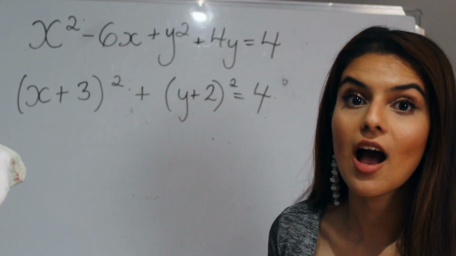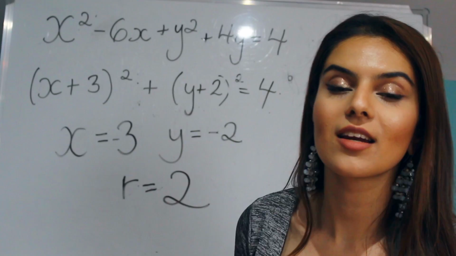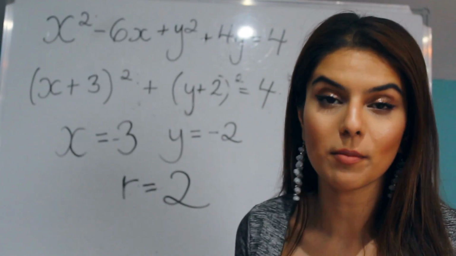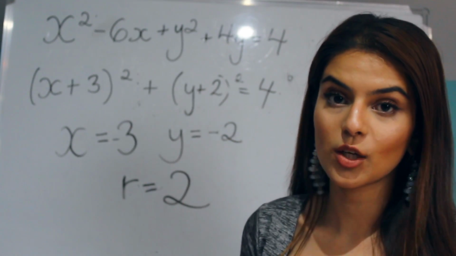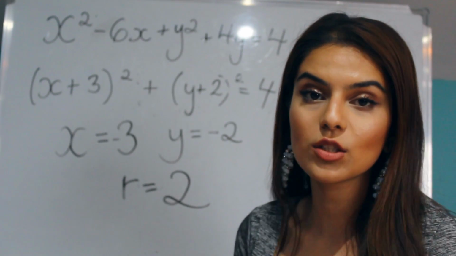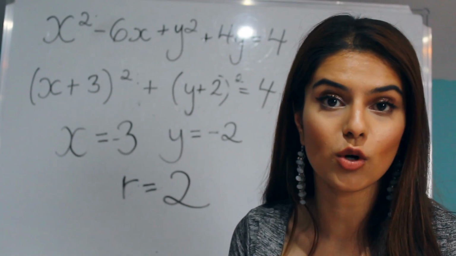Now that we've moved the 4 to the other side, we square the x terms and the y terms, and then we get our final form. Now looking at this, our x value would be minus 3, our y value would be minus 2, and our radius would just simply be the square root of 4, which is 2.